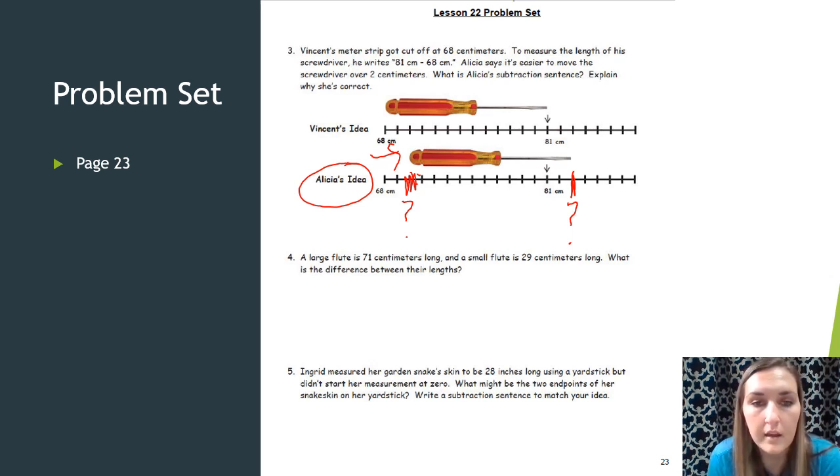Number 4, a large flute is 71 centimeters long and a small flute is 29 centimeters long. What is the difference between their lengths? You need to write a number sentence for this. So when we hear difference, are we going to add or subtract?